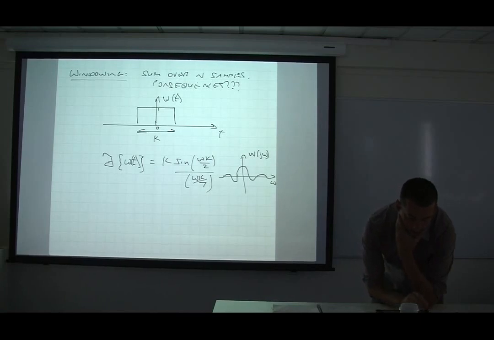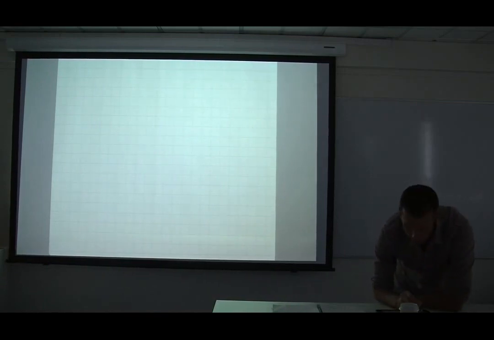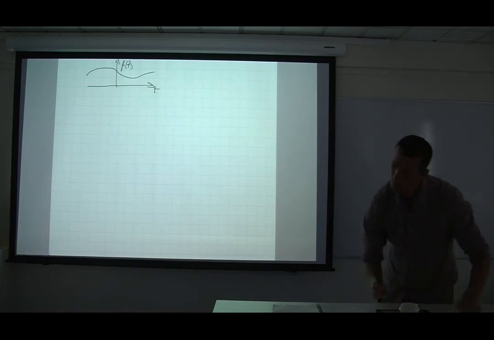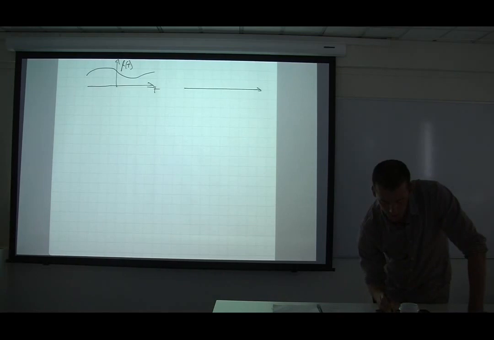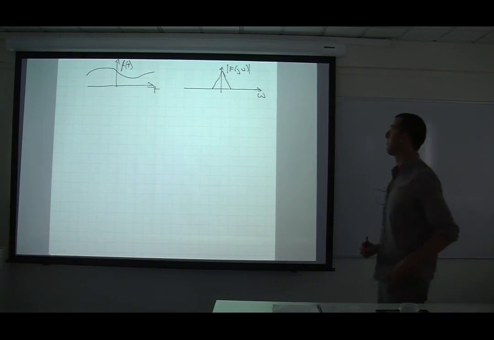So let's draw a picture. Hopefully I can fit this in. It's always a squeeze. So this is like an illustration of the process. So maybe I have in time my function, which is f of t. And let's pretend, I don't know what it looks like. Let's just draw the magnitude, because it might be complex, so I can't visualize it. So maybe the magnitude, this is totally a cartoon. I mean, I don't know what the spectrum is going to look like.